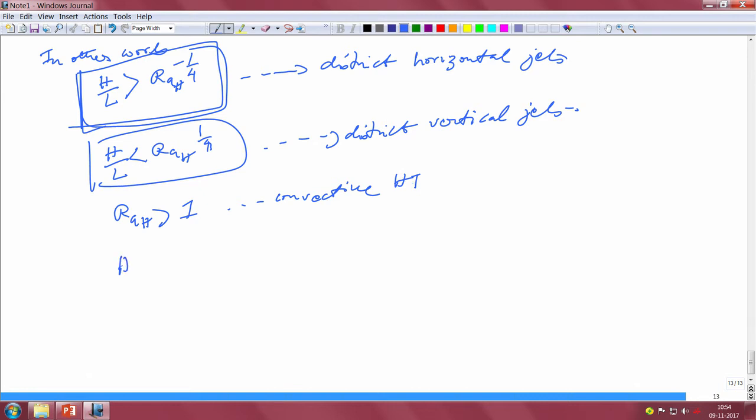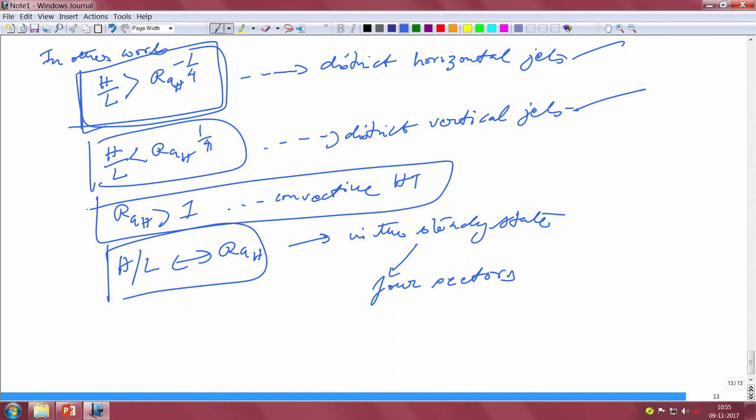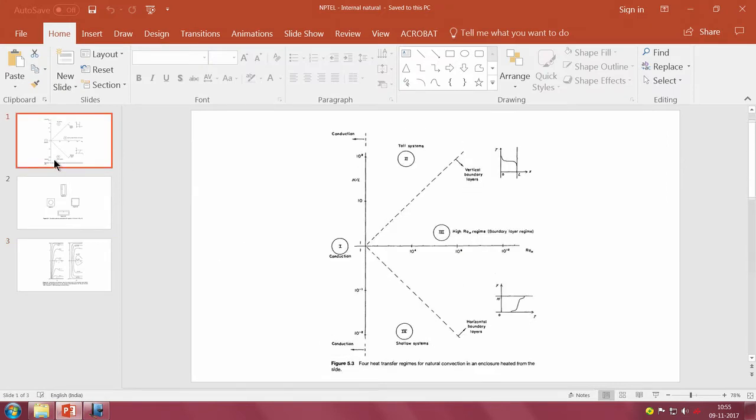Okay. We can divide this H by L and Ra_H field into several sectors. Each sector corresponds to a distinct regime in the steady state. So, this map can be divided into 4 sectors, depending on these two criteria and the fact that Rayleigh number is greater than 1, that particular limit. Now, let us look at the PPT for this purpose.